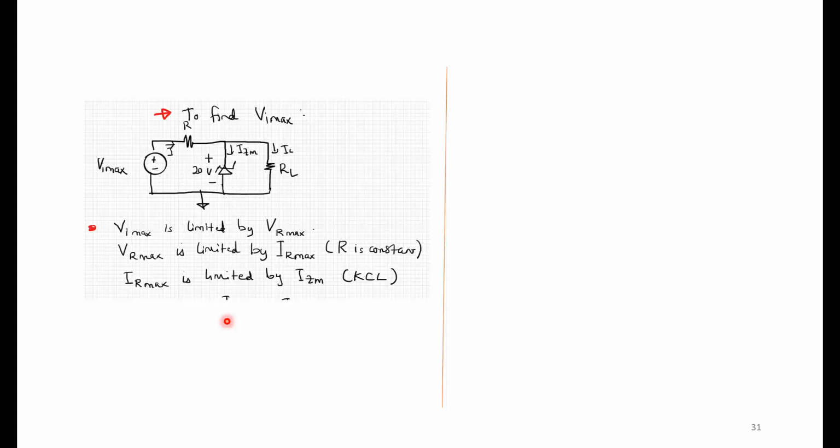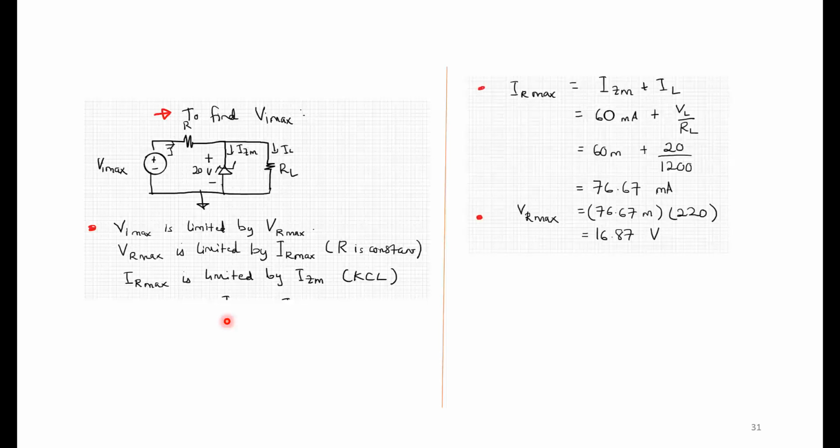Sensitive in the sense of the maximum power dissipation. Okay, so IR max is going to be equals to IZM plus IL. So IL is fixed because RL is fixed. Okay, it will turn on at 20 volts for the Zener diode, so VL is equals to 20 volts and RL is a fixed value. So this is a fixed value, 20 divided by 1200. But IZM, you get it from the question. So IR max is 76.67.